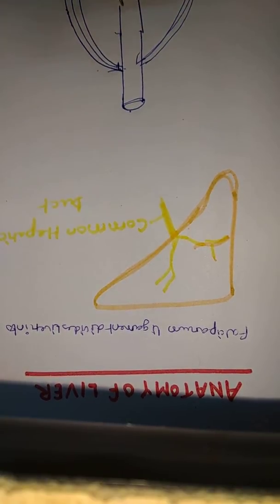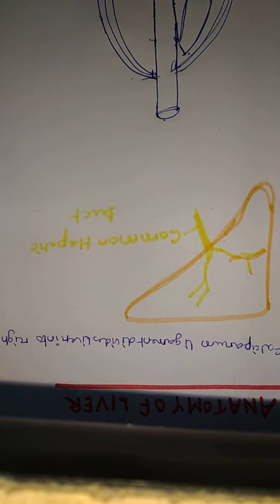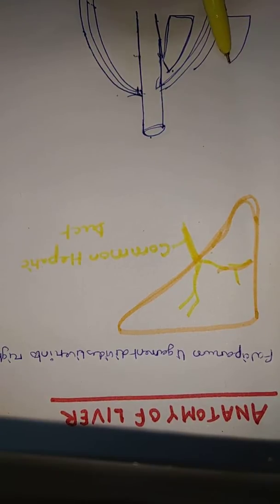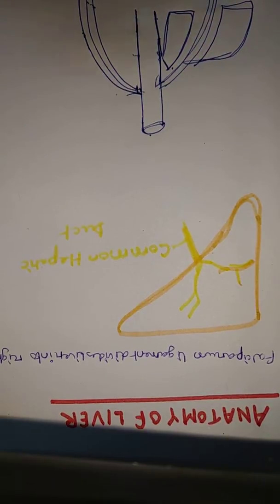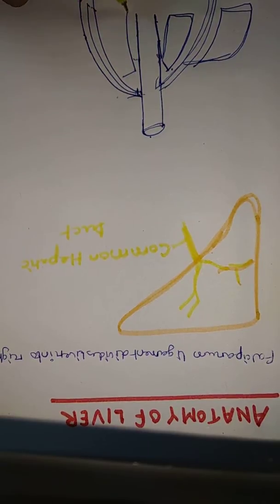Just imagine that this inferior vena cava goes behind the liver, and its tributaries divide the liver into 8 functional segments. These 8 segments are important from the point of view of surgical incision in the liver. For example, if there is any hepatic disease and the liver has to be resected, then these functional, physiological segments are taken into account.